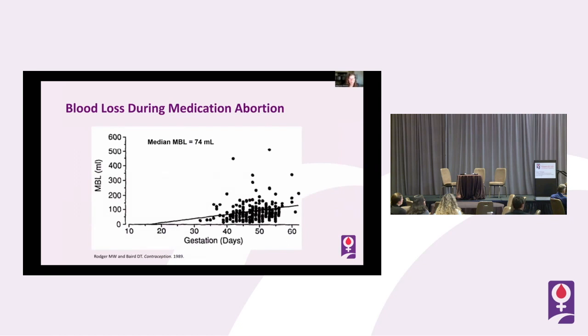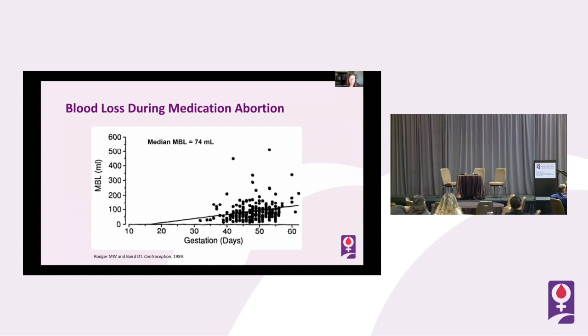In this study from the UK in the late 1980s, participants collected their pads for a calculation of measured blood loss over the entire process. This data demonstrating more variability in bleeding amount at greater than 56 days gestation led to the recommendation to limit the procedure to 9 weeks initially.